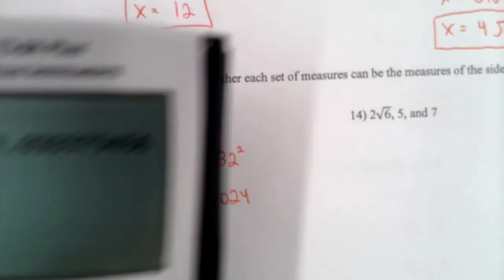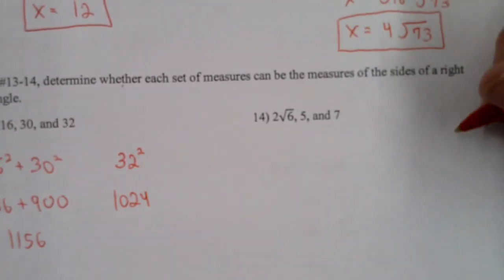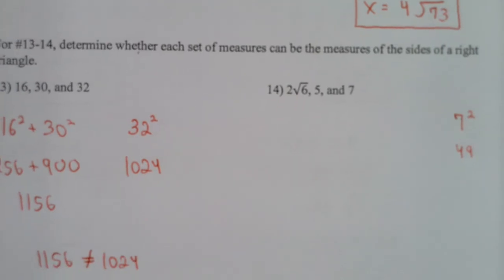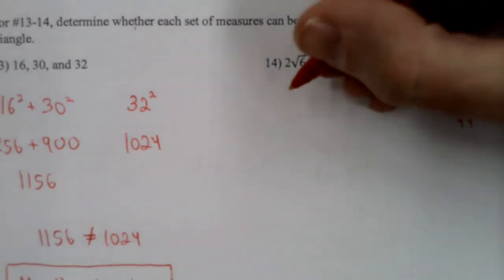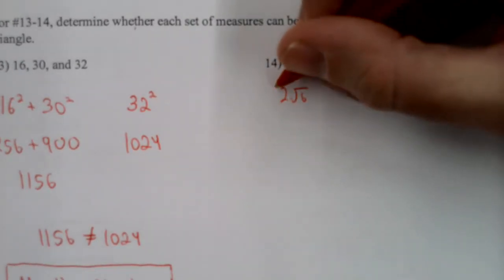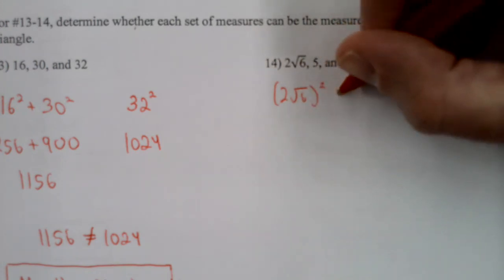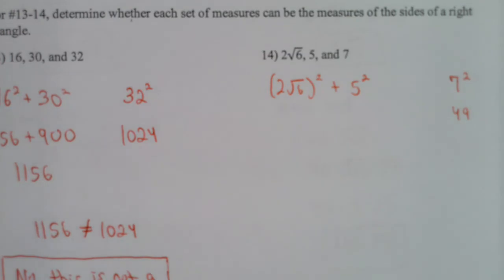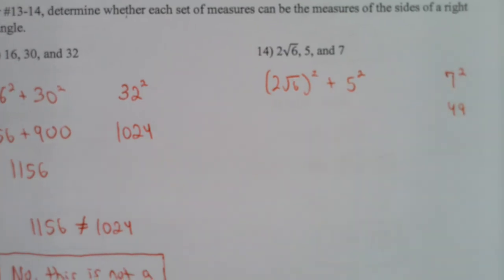Okay? So I'll do that one off to the side first because that's easy. 7 squared is 49. Now we're going to have to do 2 square root of 6 squared plus 5 squared and see if that comes to 49 or not. If that comes to 49, then the answer is yes, it is a right triangle. If it does not come to 49, then the answer is no, it's not a right triangle.